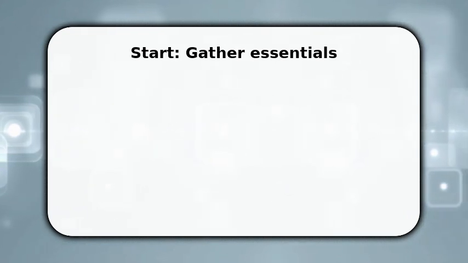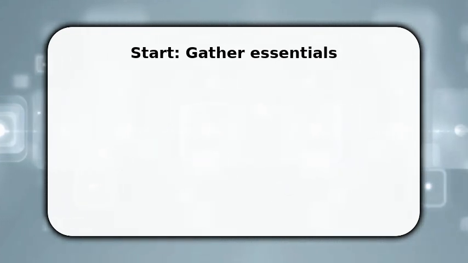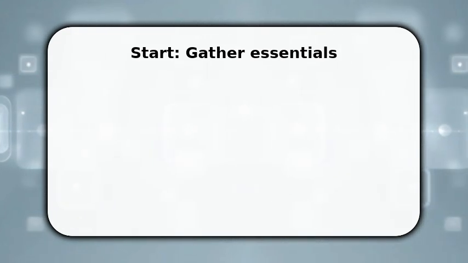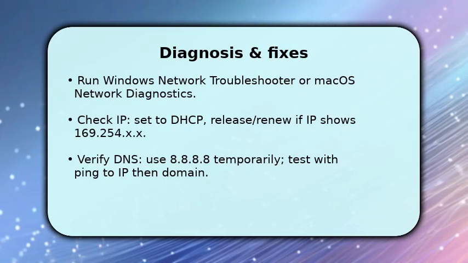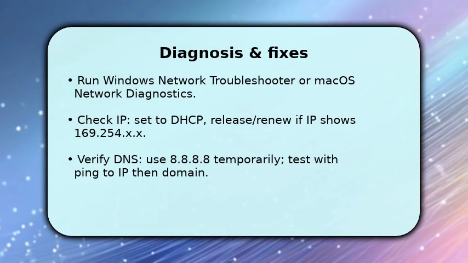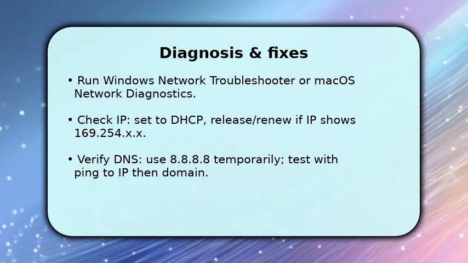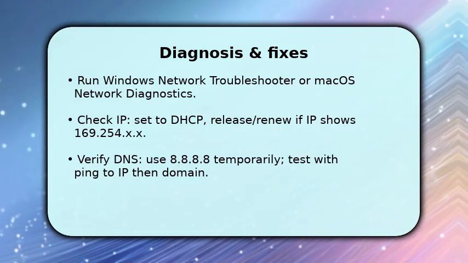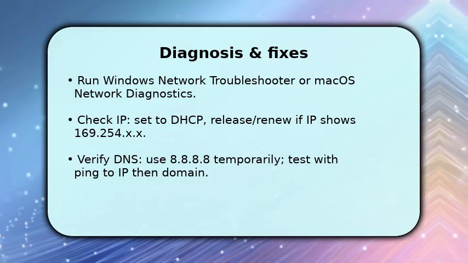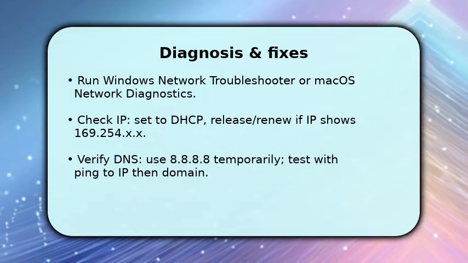Now you'll run targeted diagnostics. Start the built-in network troubleshooter to get automated fixes and note any error codes. Next, inspect the IP configuration. If you see a 169.254.x address, set IP4 to DHCP, then release and renew the IP.